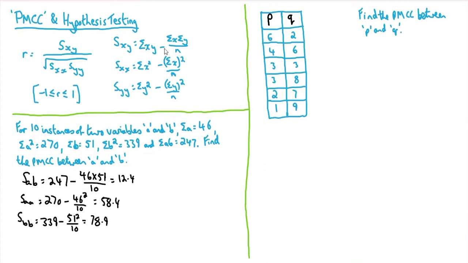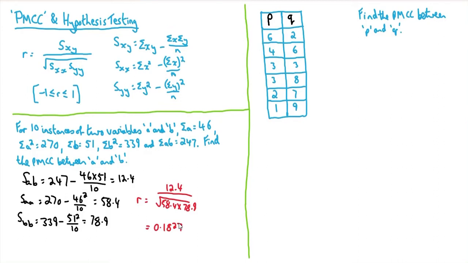Now that we have these three values, we can switch to working out our R, our PMCC itself. So R is going to equal the 12.4 divided by the square root of 58.4 times 78.9. Okay, just putting that in the calculator all one last time, that gets you a product moment correlation coefficient of 0.1827 to 4 decimal places.